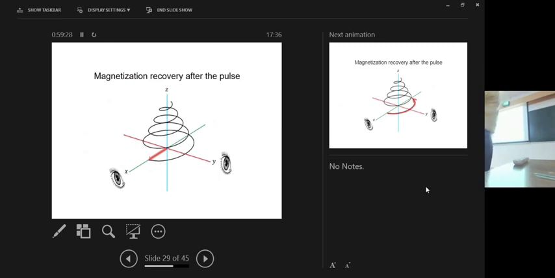Now, after this, what happens? After they remove the pulse, RF is removed. What will happen to it? It has to go back. It has to lose the phase coherence.